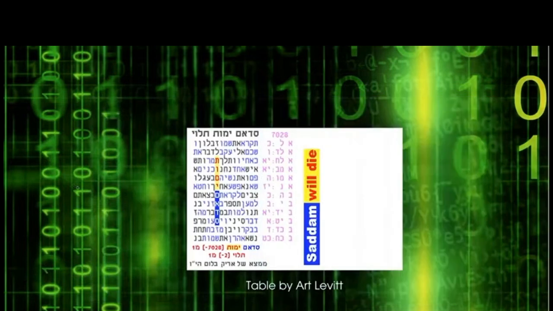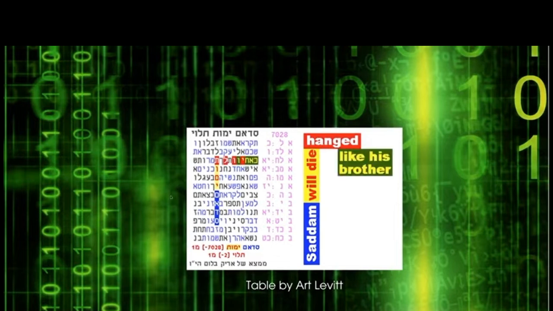This is a table from Art Levitt back when Saddam Hussein was captured and killed. What's interesting about this, to show you how such a tiny table can contain so much information, I'm going to bring it in stages for you so you can see this. Saddam will die, and he was hanged. And you notice how tightly together these codes are. He was hanged like his brother, and the "like his brother" is intertwined with the word "hanged." It's pretty amazing.